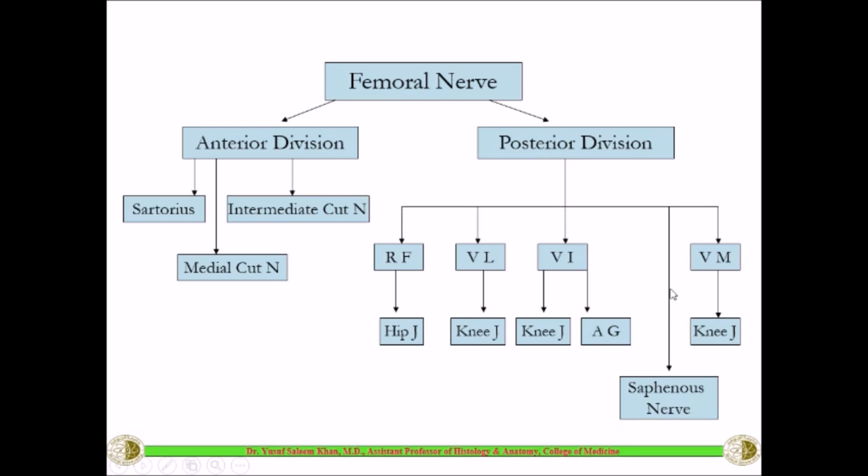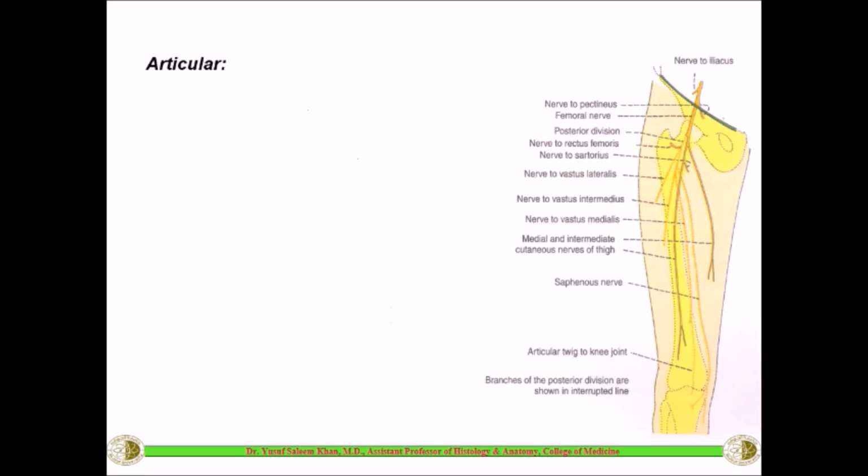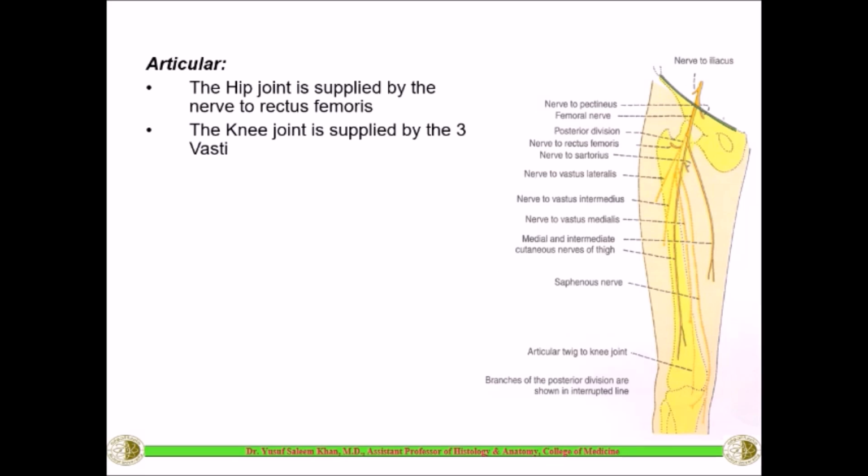Along with that, there is also the cutaneous nerve of the posterior division, the only cutaneous nerve from the posterior division, which is the longest nerve, nothing but the saphenous nerve. So this is about the femoral nerve. The articular branches, as I said: the hip joint is supplied by the nerve to the rectus femoris, and the knee joint is supplied by the three vasti.